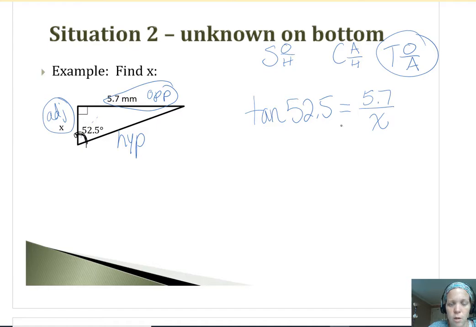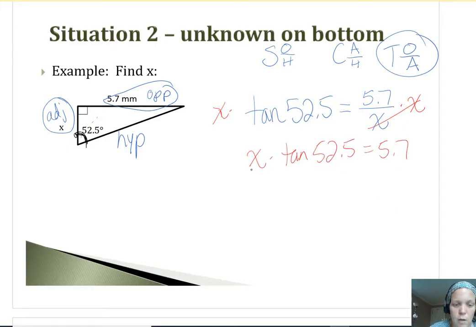Okay, so here's where, if it makes sense from what we just did, we're just going to be flip-flopping those. But at least for this first one, I'll write it out to solve it. I'm going to multiply both sides by x. So I'd have x times tan 52.5 equals 5.7. And then to get x alone, I'm going to divide by tangent 52.5. That's all just one thing.